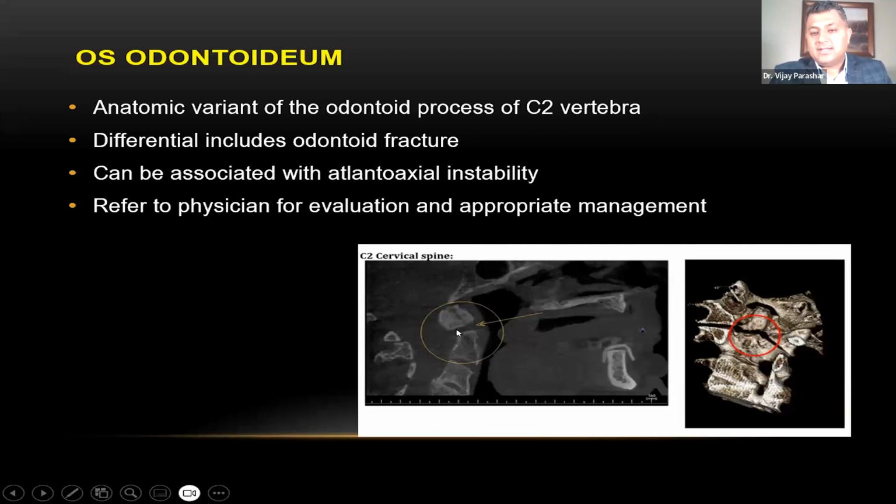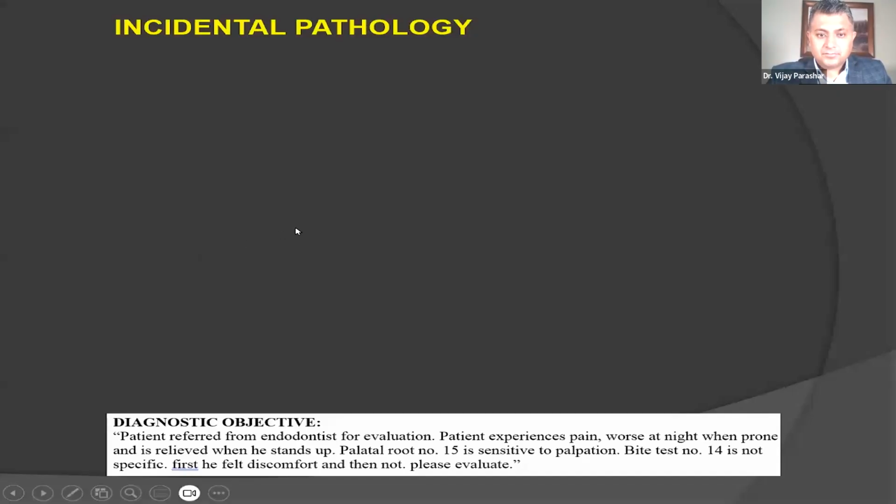So C2 dens is the vertebra which helps us pivot our head. And if C2 dens is not connected to the body, C1 and C2 can move independent of each other. That is what we are trying to say here, that it can lead to atlantoaxial instability. That is, C1 and C2 can move independently of each other, which is not good because right behind it is the brainstem. So if you notice something like this, please refer it to the physician for further evaluation and management as appropriate.